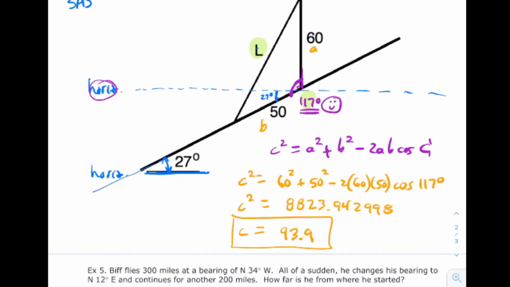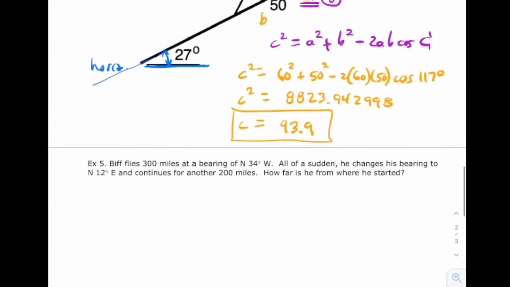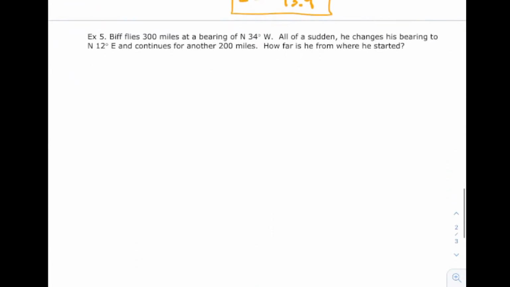So law of cosines, it's a wonderful, wonderful thing. Side angle side is the main time you're ever going to use it. Let's see. What do we got here? We got Biff flying around. Well, I didn't draw you the picture, which means we're going to have to get used to trying to interpret these. What is this saying?